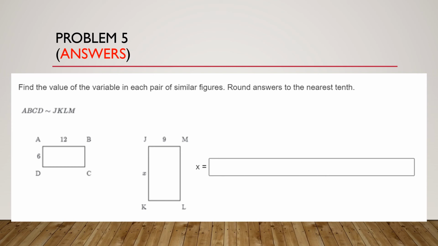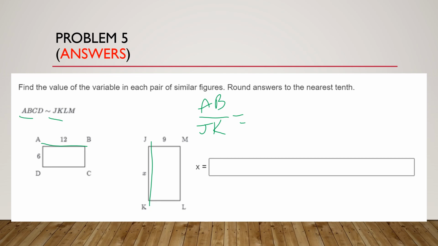Again, order matters. So when we go to set up our proportion of similarity, we know we have A to B. We have to keep in the same order, so that means we would compare J to K. Again, our rectangles are facing in different directions. We have to imagine that they have been rotated.